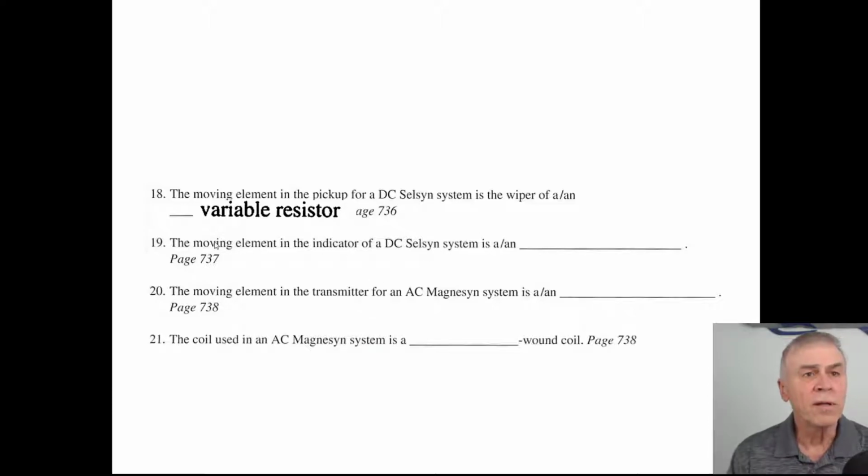Well, let's go to the 19. Sorry, I just had a little brain gap there for a second. Yes, it's a variable resistor. It's the one that looks like a filter. So it is actually the part that's moving.